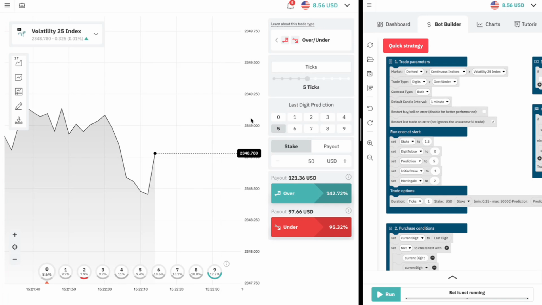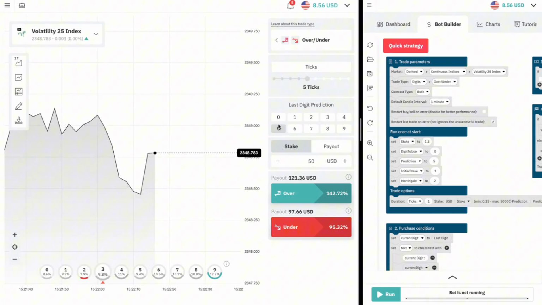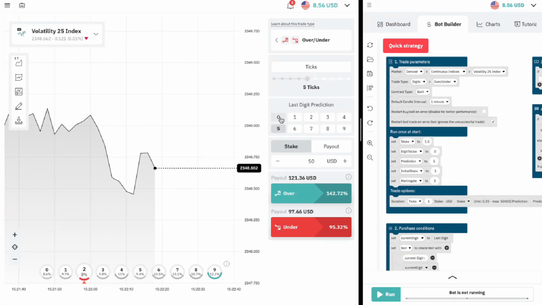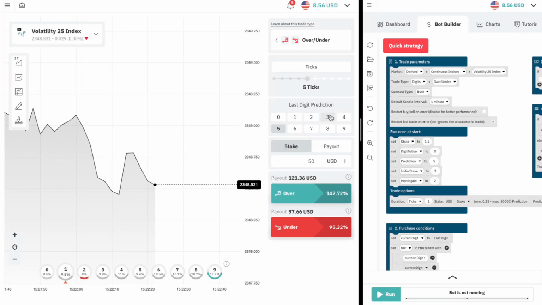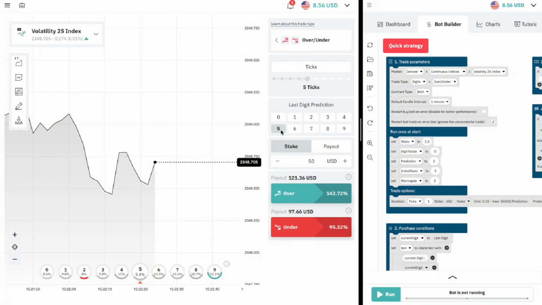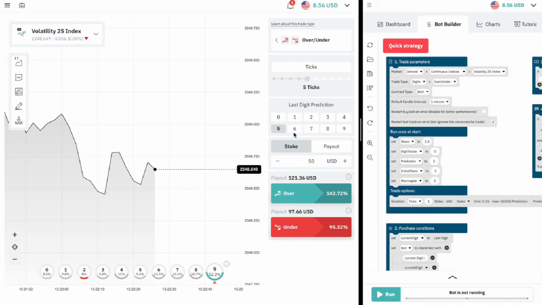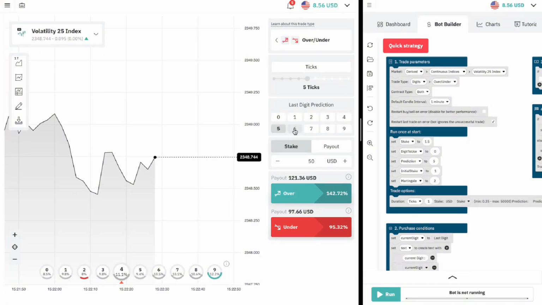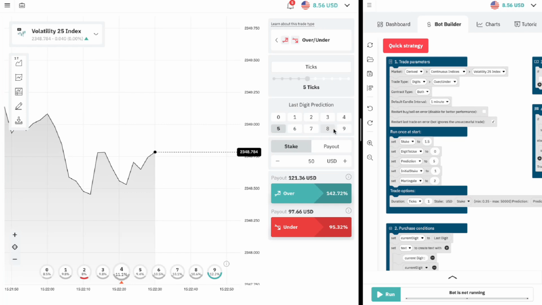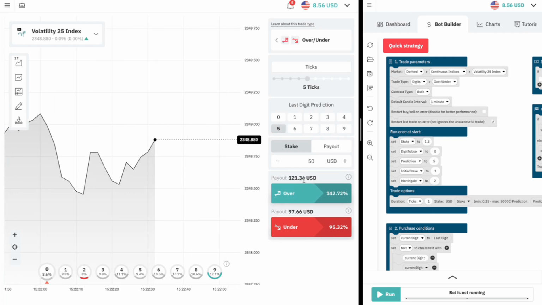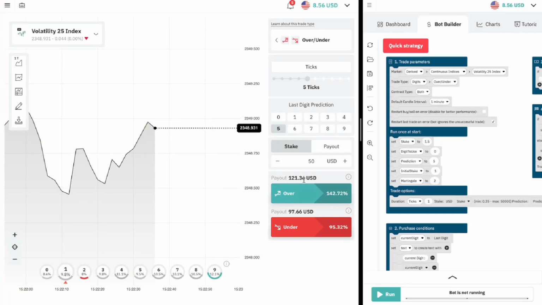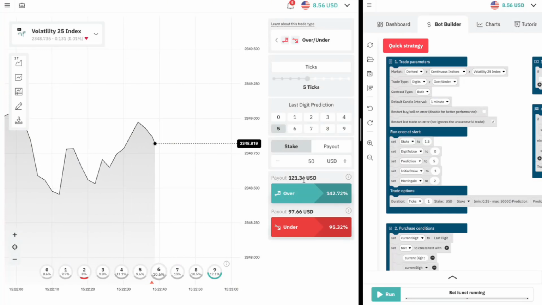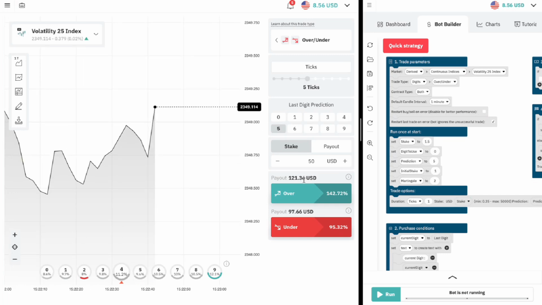Oh, it makes sense. The reason the payout for under 5 is lower than over 5 is that on under 5 you have 5 digits that can come out and you win. On over 5 you have 4 digits. So that's why the payout has that difference. At some point I'll test the over 5 strategy and see if it works the same.